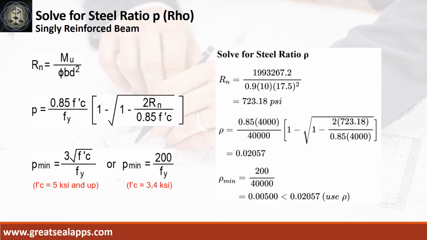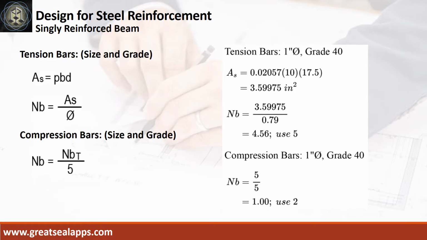Given Mu equals 1,993,267.2 inch-pounds, resistance factor equals 0.9, B equals 10 inches, and D equals 17.5 inches. The beam design ratio Rn equals 723.18 psi, and reinforcement ratio ρ equals 0.02057.